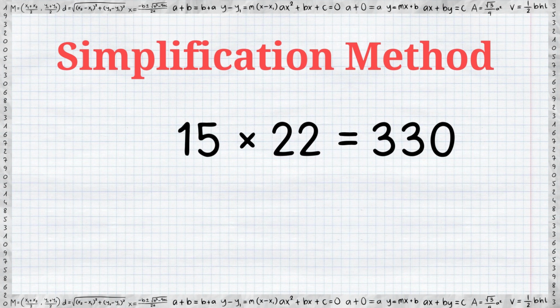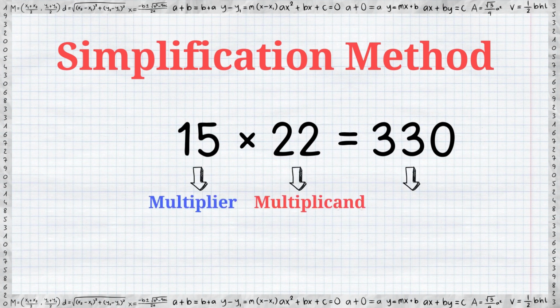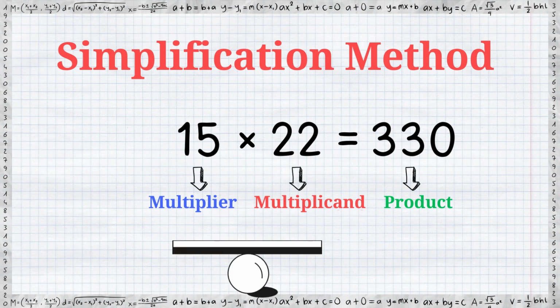In the process of multiplication, we have three components: multiplier, multiplicand, and product. Using the simplification method, you simplify only two components: multiplier and multiplicand, and at the same time, you balance them to get the same product result as assumed in the original task.